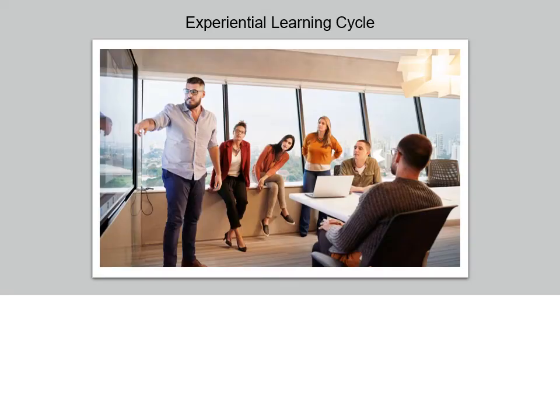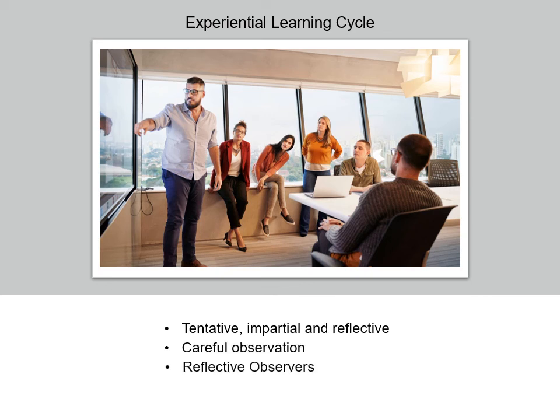Adults have a tentative, impartial and reflective approach to learning. They rely on careful observation. Kolb calls these reflective observers. These individuals obtain insight and learning most easily from processing in step 2 and generalizing in step 3, rather than from actually completing the activity in step 1 or applying what's been learned in step 4.